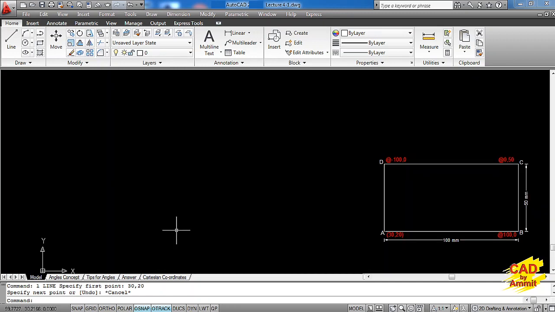So friends, units and limits are already set. We go for the line command. The first point A coordinates are 30, 20. This is given in absolute Cartesian coordinates. I press enter. Now for point B, I will type @100, 0. This is a relative Cartesian coordinate and see, point B is created. Then afterwards I say @0, 50. So point C is also done and for point D I say @-100, 0, enter, and then finally we say C for close and press enter. So this geometry is created very quickly.